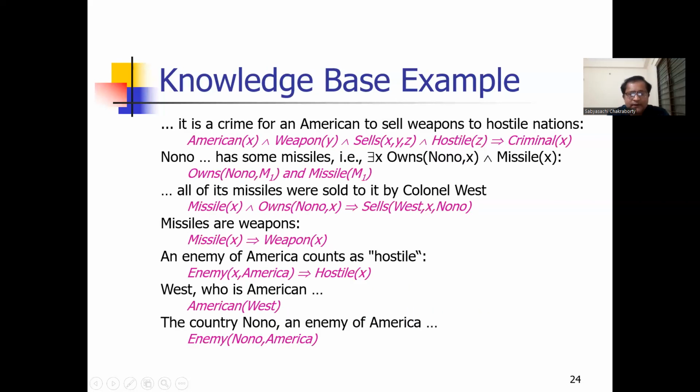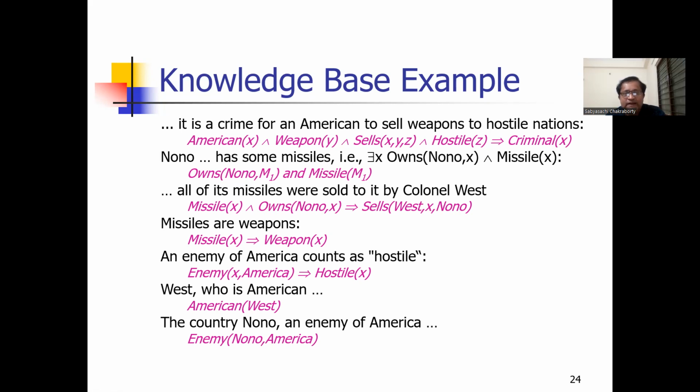Here you can see the owns. Nono owns M1. That is a fact that we have. Nono has some missile. That is, for at least one X, Nono owns X and X is a missile. If I have an instance M1, M1 in place of X, then Nono owns M1 and M1 is a missile. That conclusion we can arrive at.